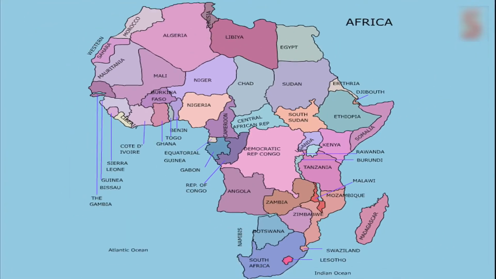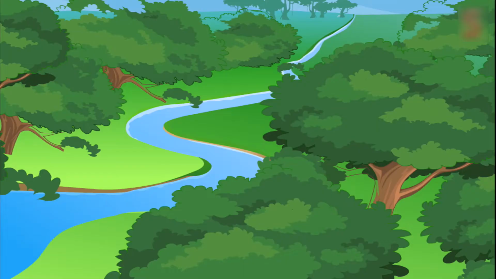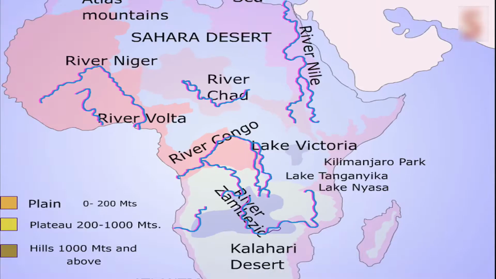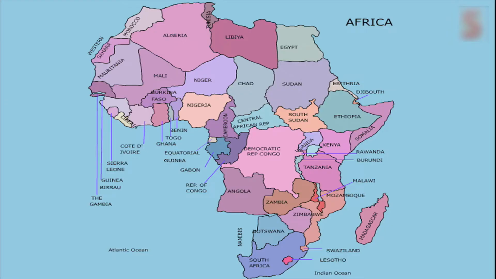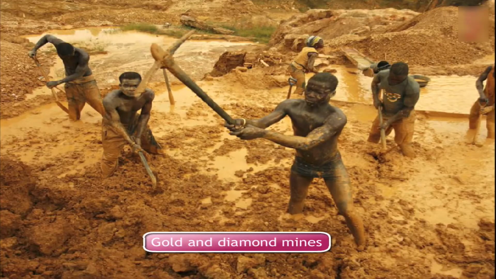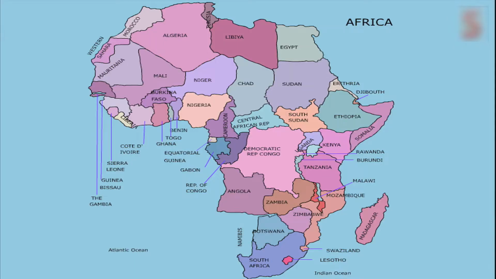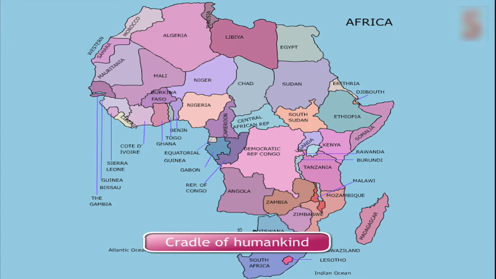Africa is a continent that is home to extensive dense forests, long rivers, a number of large lakes and largely spread grasslands. Africa is known for the world's largest gold and diamond mines. Most importantly, the evolution of human beings is said to have happened in the continent of Africa. It is known as the cradle of humankind. Students, you can also find a variety of wildlife in Africa that cannot be found in our country.